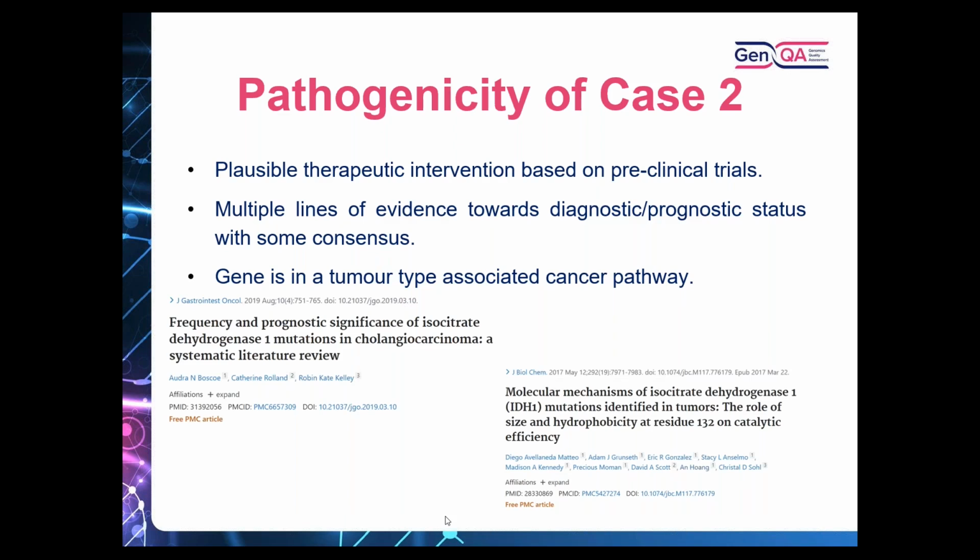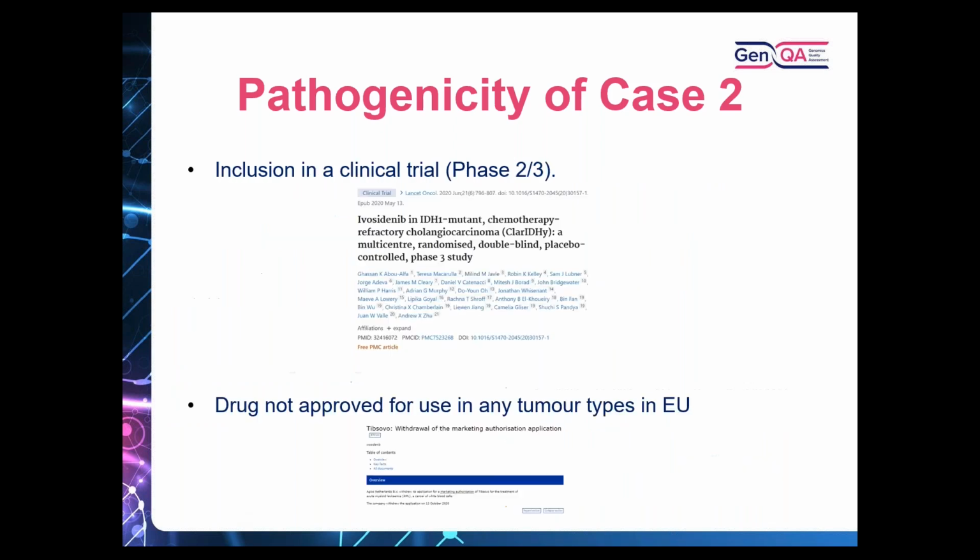So the next step was, it was shown there was a lot of supporting evidence for pathogenicity and also supporting evidence for actionability within this particular tumour type. So plausible therapeutic intervention based on preclinical trials. There were multiple lines of evidence towards diagnostic and prognostic status with some consensus, and importantly, the gene was in a tumour type associated cancer pathway. Next slide, please.